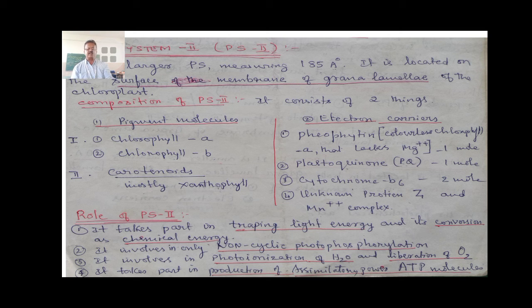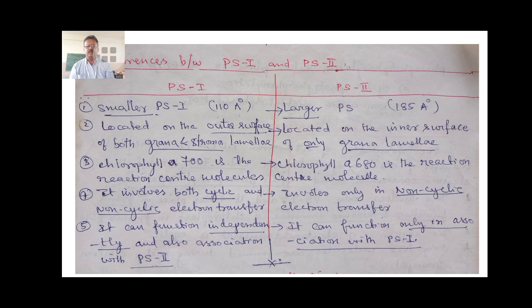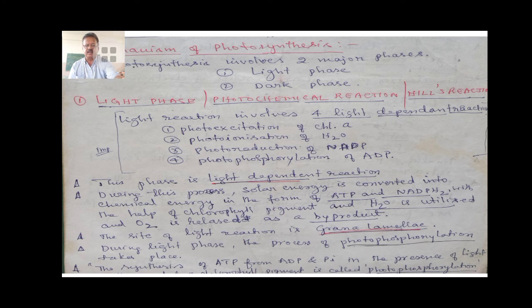Okay, and this light phase is a light dependent reaction. During this process the solar energy is converted into chemical energy in the form of ATP and NADPH2. You see, both ATP and NADPH2 are energy assimilatory molecules. They are produced during the light reaction.